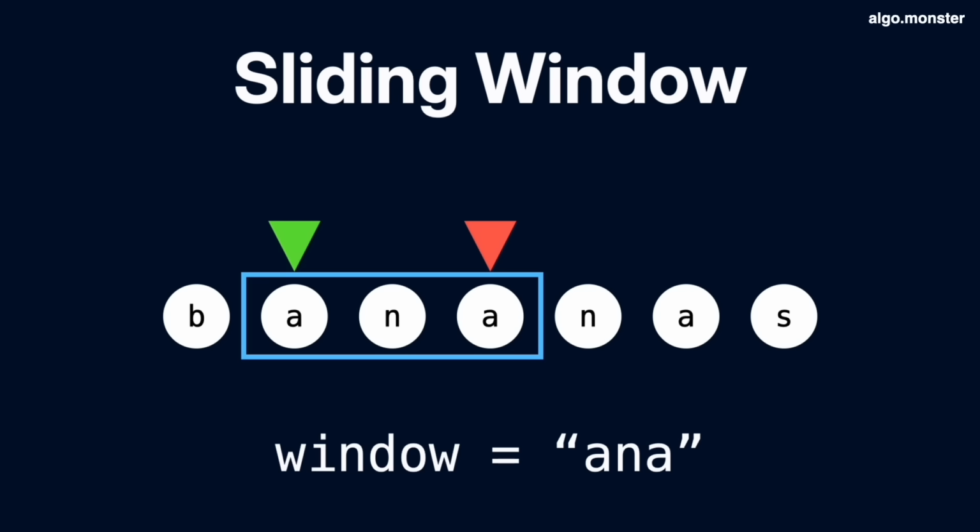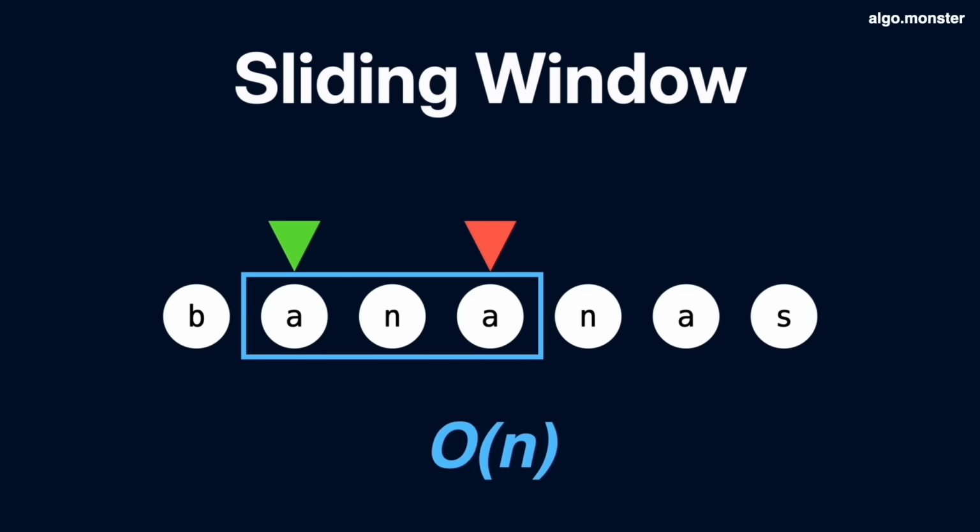This is what makes sliding window efficient. You're looking at a subset of the data, adjusting the window as needed, and never revisiting the same element twice. And that last part is key. Just like two pointers, this gives us a clean way to reduce time complexity to O of n, even when the problem feels like it should require nested loops.